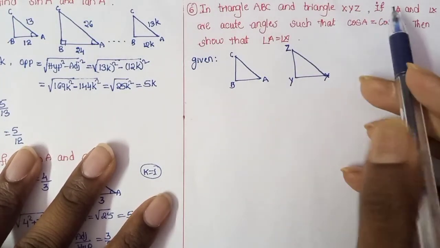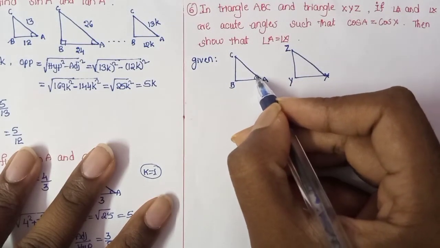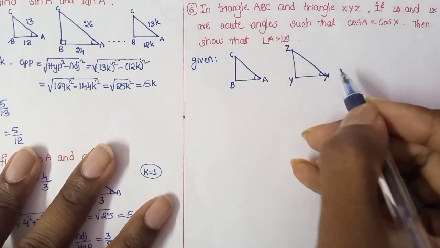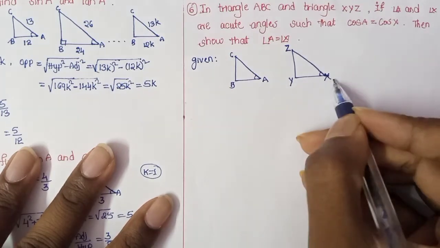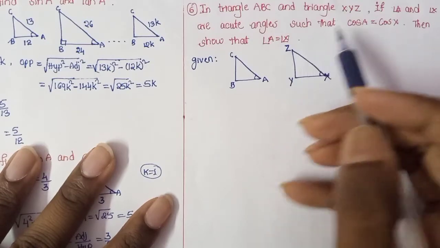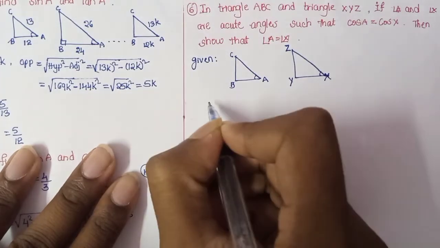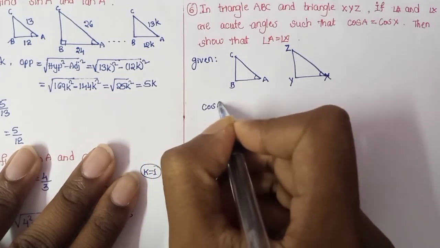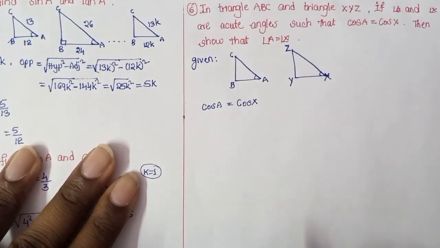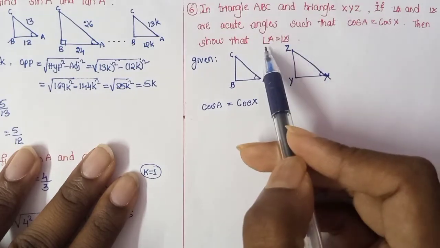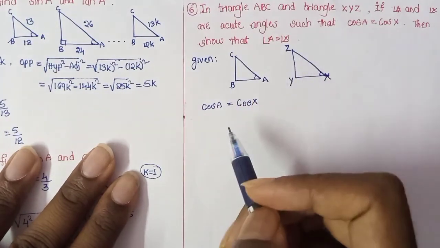And what is given? If angle A and angle X are acute angles, so we have already said this is an acute angle. Acute angle means less than 90 degrees. So this is angle X. We have represented correctly A and X as acute angles. And what else have they given? Cos A is equal to cos X. This is what they have given, and what they want is angle A is equal to angle X. This has to be shown, this has to be proved.